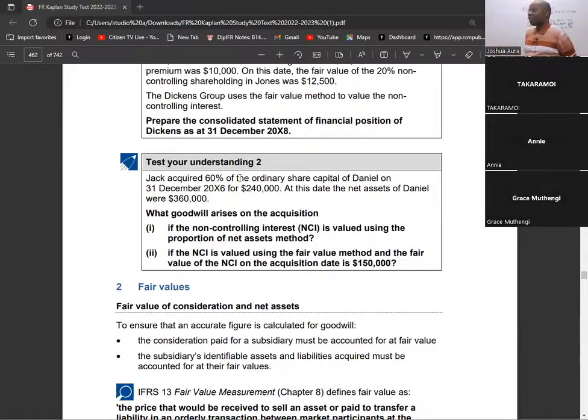Jack acquired 60% of the ordinary share capital of Daniel on 31st December 2016 for $240,000. At this date, the net assets of Daniel were $360,000. What goodwill arises on the acquisition if number 2, the NCI is valued using the fair value method, and the fair value of the NCI on acquisition date is $150,000.